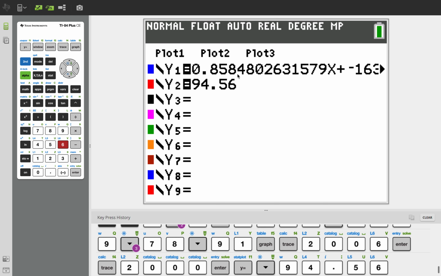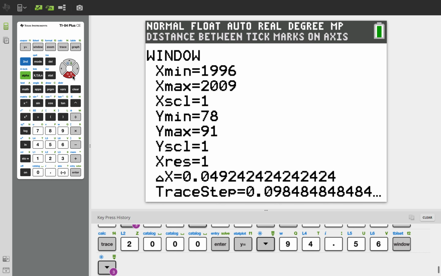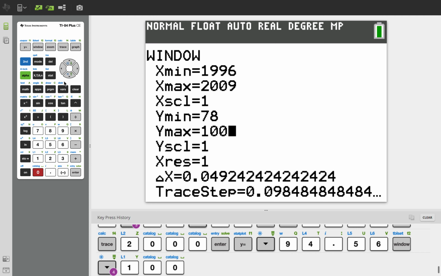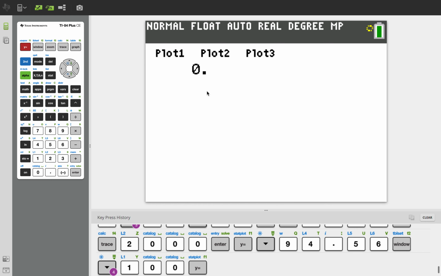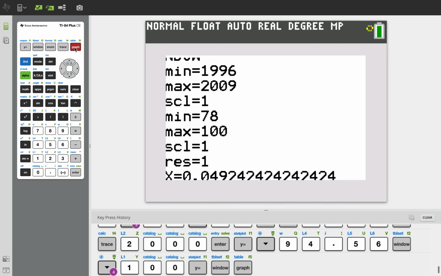Now you need to confirm that your window is able to see that. If you go to the window, you'll see that our y coordinate only went up to 91. So we would not see that answer if we didn't extend this. We have to go higher than 94.56, so we can round up to 100, for example. So I'm going up higher than I originally had, because otherwise I wouldn't see that 94.56. So step 1, y2, put 94.56, double check that your window can see that number in your y's, and then graph it.